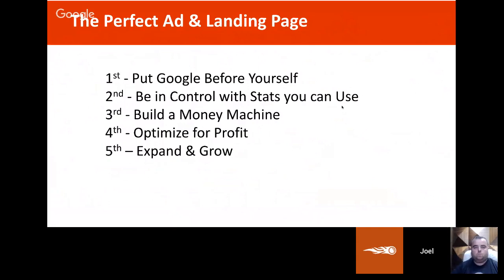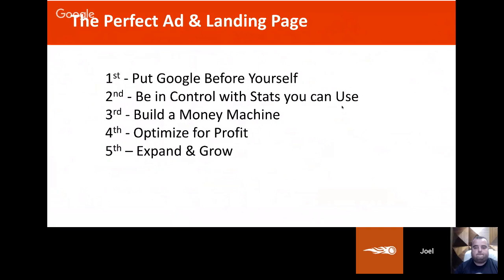So in order for a Google AdWords account to run well, it needs to have a good quality score. In order for it to have a good quality score, you need to first show Google that your ads do get clicks. There are other factors there that Google looks for, but primarily ad relevancy is the most important. After you do that, you need to be in control with the statistics that you have.